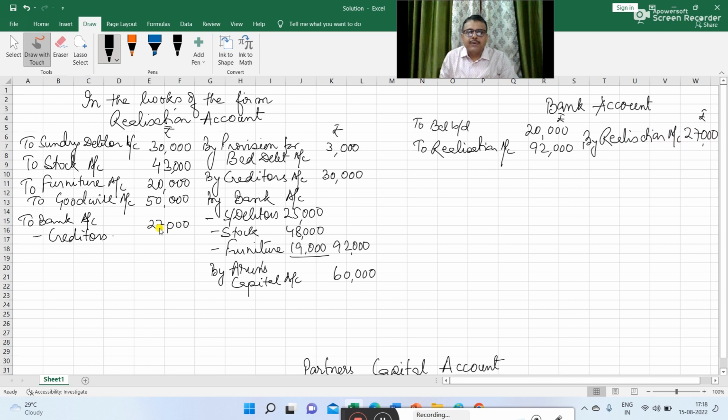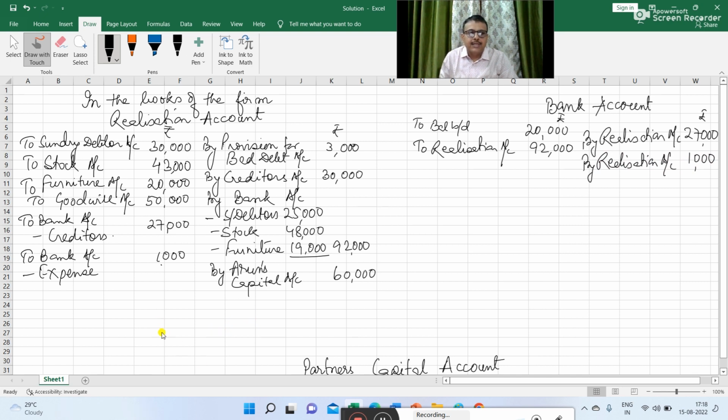The next item given is the amount of expenses related to dissolution. So realization account debit to bank account. So this is the expense of dissolution, rupees 1,000. And in bank account you have to record by realization account, rupees 1,000. So we have recorded here all the transactions that are given in the question.